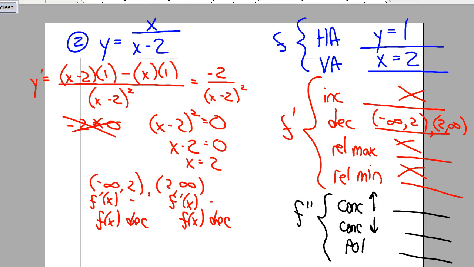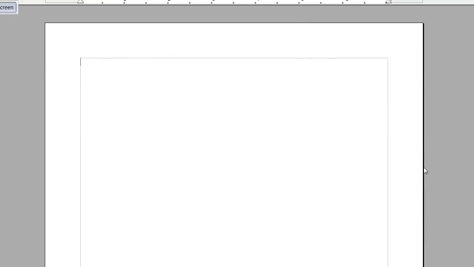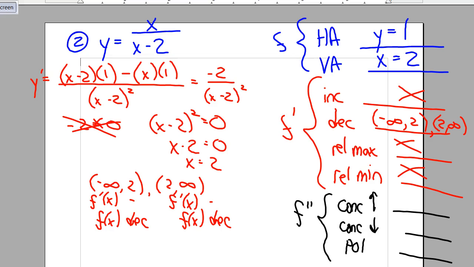Questions on anything yet? Should I wait to keep going or go ahead? Wait. Okay. Alright, so we're going to erase the first derivative and repeat that process with the second derivative.